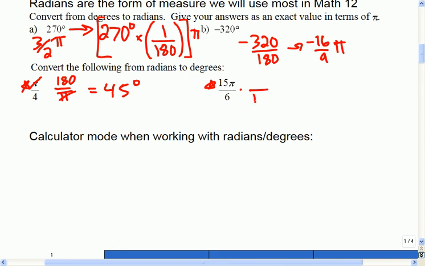So there'd be pi over 180. Those are gone. So now I'm back in that friendly world of degrees. And that's 450 degrees.